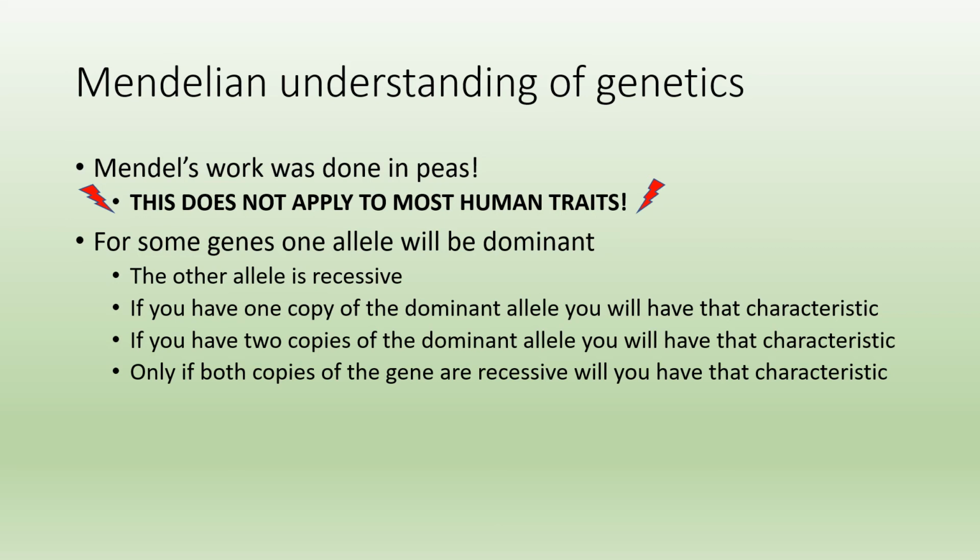So in Mendel's peas, for some of the genes, one allele will be what we call dominant, and another allele will be what we call recessive. Dominant recessive is pretty easy to understand. If you have one copy of the dominant allele, you're going to have that characteristic. If you have two copies of the dominant allele, you will have that characteristic. For the recessive characteristic, you will only have that characteristic if both copies of the gene are recessive.